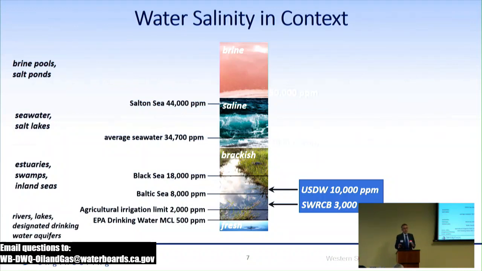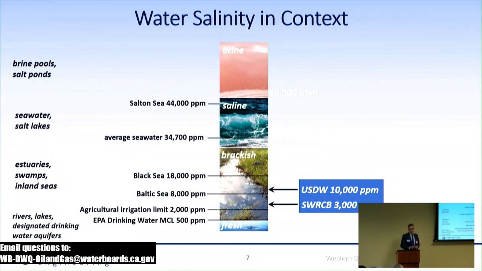Because we talk about 10,000, we talk about 3,000. What does that really mean in terms of water salinity? And I find this to be a useful tool to do so. So this chart divides water into 4 categories: fresh, brackish, saline, and brine. Fresh water is defined by being less than 500 ppm, and it's also coincident with the EPA drinking water MCL.